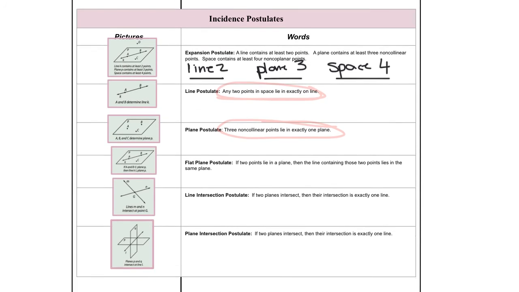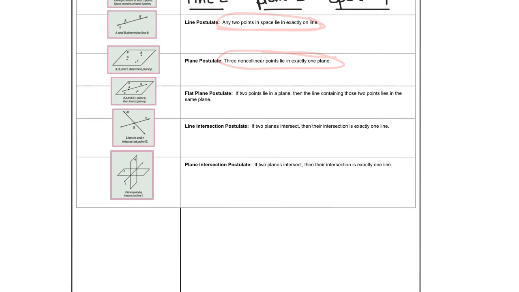Moving on up, the flat plane postulate. The flat plane postulate says if 2 points lie in a plane, then the line containing those 2 points is in that plane. If 2 points are in a line, then those 2 points are also in the plane that line lies in.